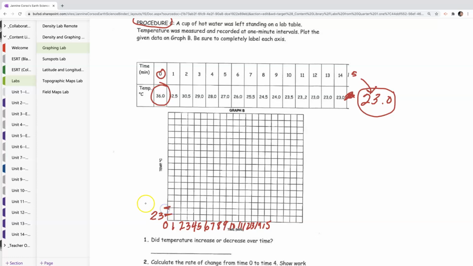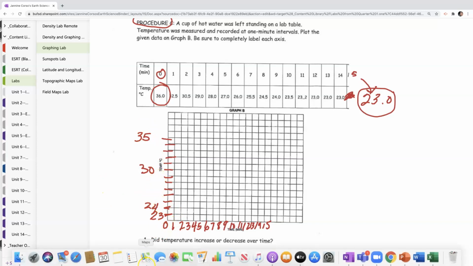And then I'm going to go up by 1. So this is going to be 24, 25, 26, 27, 28, 29. This will be 30, 31, 32, 33, 34, 35. You should label every line. I'm not labeling every line because it just gets crowded looking and kind of sloppy, but you can label every line, right? Now, they want you to plot the data.